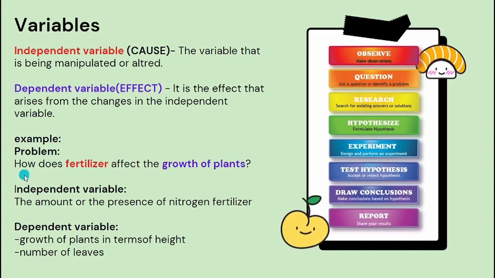The problem is, how does fertilizer affect the growth of plants? As you can see, I colored the word fertilizer red, which is our independent variable. So, terno sila. Ginawa ko siyang red para ma-distinguish natin na ito ay independent variable. And then, the growth of plants will be the dependent variable. Okay, so let's see. The fertilizer is the independent variable.